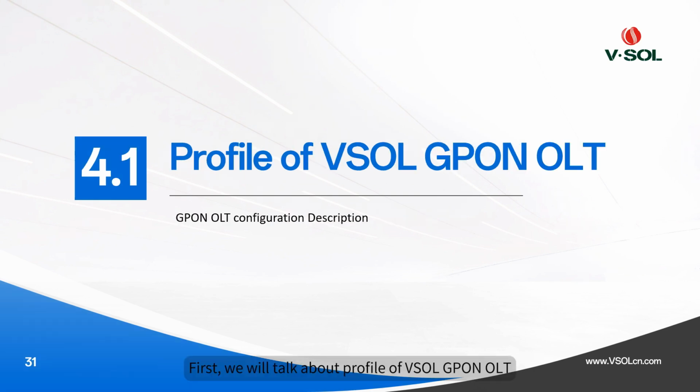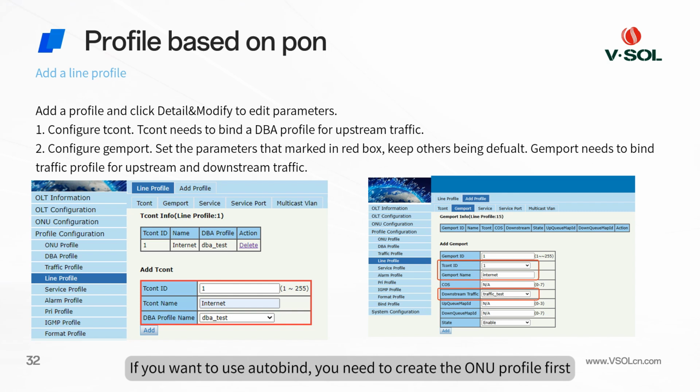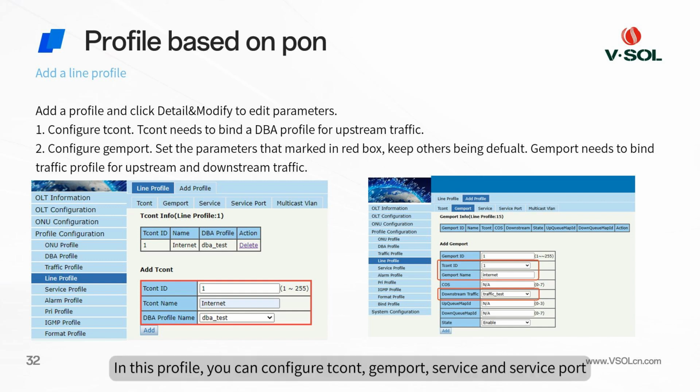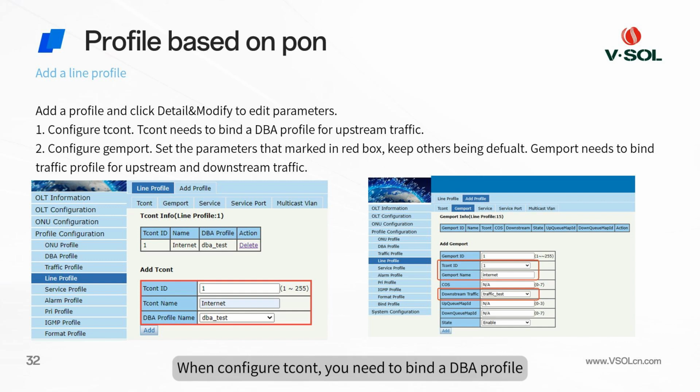First, we will talk about the profile of VSOL GPON OLT. If you want to use Autobind, you need to create the ONU profile first. Firstly, we can add a line profile. In this profile, you can configure TCONT, Gemport, service, and service port. When configuring TCONT, you need to bind a DBA profile. The DBA profile is for controlling the ONU upstream traffic speed.